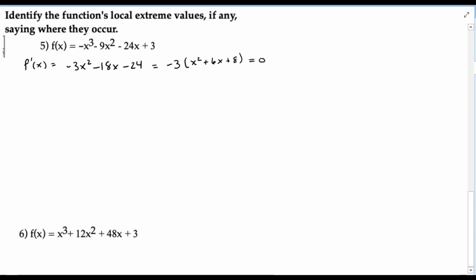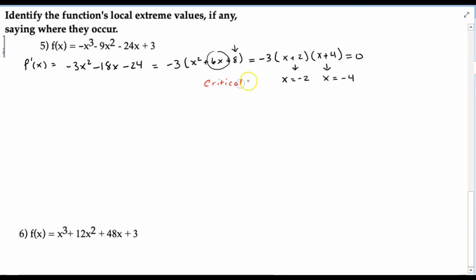Now that I've done that, I can continue to factor. So let's actually erase the 0. I still have my -3. I want the factors of 8 that add to give me 6. That's pretty straightforward: that's 2 and 4, x plus 2 and x plus 4. Now I can set it equal to 0. I have each of these two factors equal to 0, and I get x equals -2, and here x equals -4. And again, these right here are what we call the critical points.